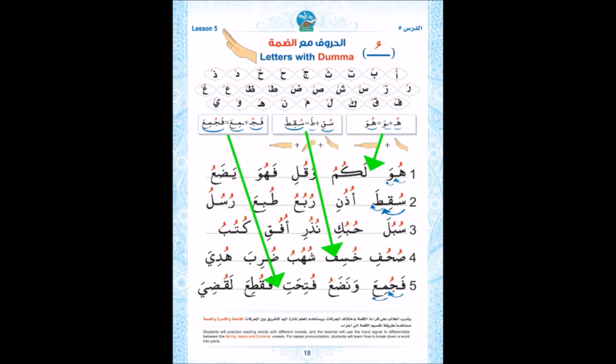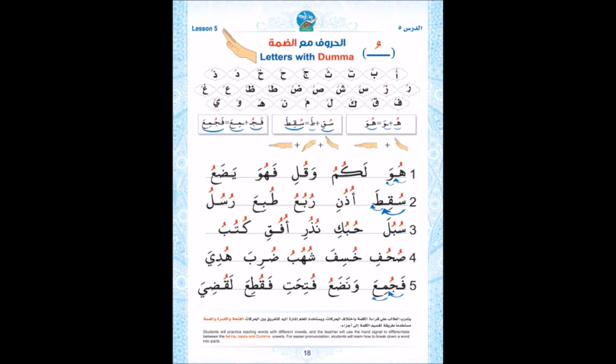You can see the use of the hands in this lesson is different than the previous ones. We use an upward motion of the hand for Damma. Fatha was straight motion and Kasra was downward motion. So for example, in the word huwa, we have ha Damma, which we show with an upward motion, and then waw Fatha, forward motion. Huwa, huwa.